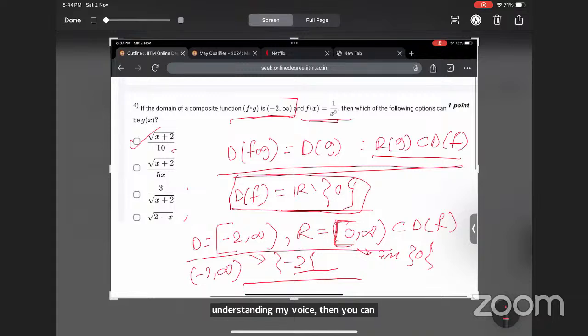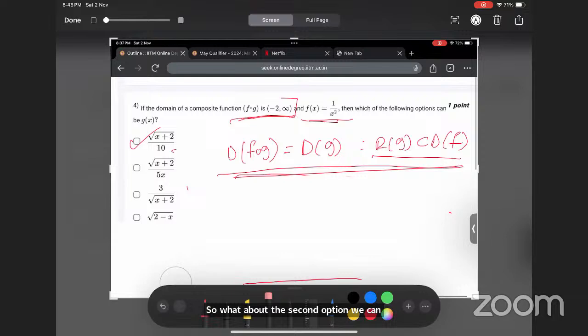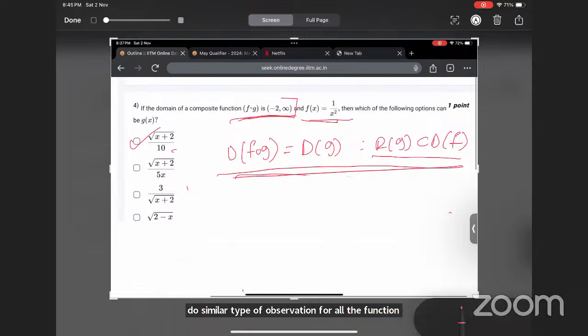So in that case, we can exclude the point -2 from the domain of the function G, right? Then the domain of the composite function will be open -2 to infinity, right? So this is satisfying the condition. Then the first option is clearly correct, right? Yes. So what about the second option? We can do similar type of observation for all the functions, right? So what will be the second option?